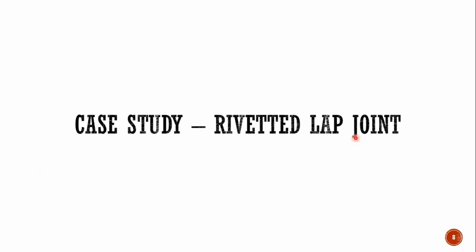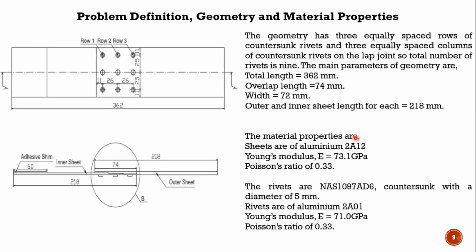So let's start with our first case study, where we have a riveted lap joint. This problem is defined as, suppose we have any aerospace structure where we see in general this riveted lap joint. This geometry has three equally spaced rows of countersunk rivets. Here three rivets, and this is a replica of these threes, and totally we have nine rivets.